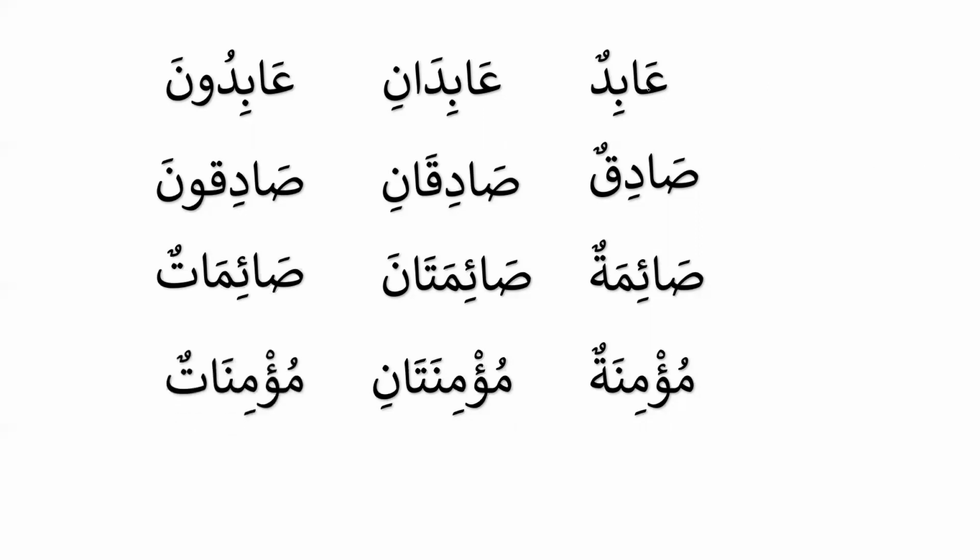So abidun, abidani, abiduna. So we have ani, una, and here sadiqun, sadiqani, sadiquna. We have ani, una. And when we have the feminine, then we have to have the ta sound, so it becomes sa'imatun, sa'imatani, sa'imatun, and mu'minatun, mu'minatani, and mu'minatun.